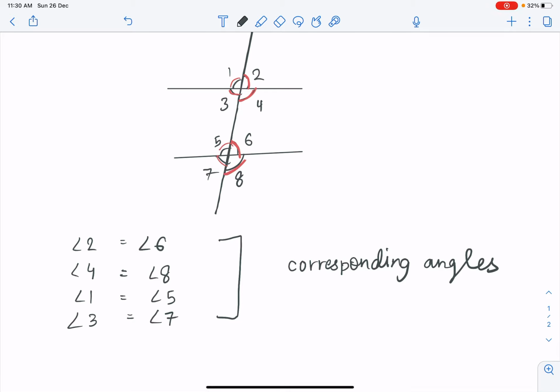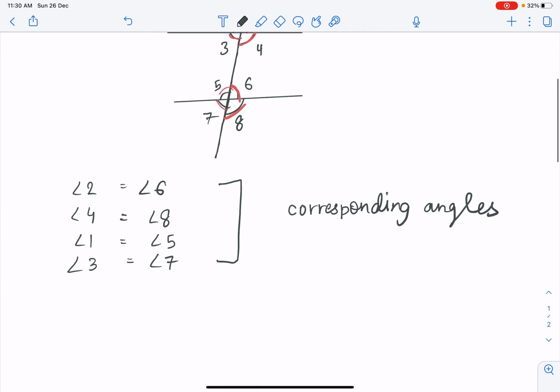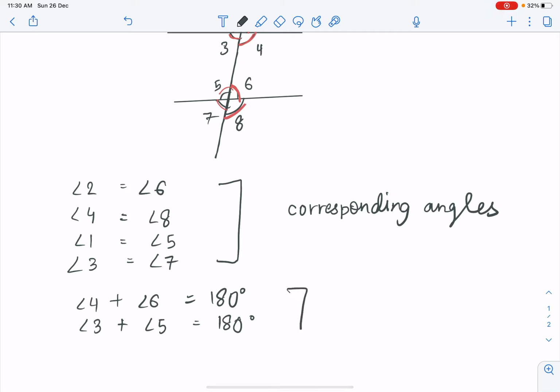Let's see another type of angles. Now, angle 4 and 6. Angle 4 plus angle 6 gives you 180 degrees. Same thing here also, angle 3 plus angle 5 also gives you 180 degrees. Why? Because of which angle is forming here? Co-interior angles.